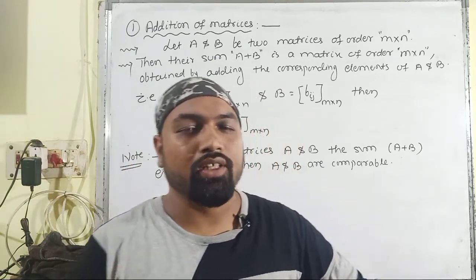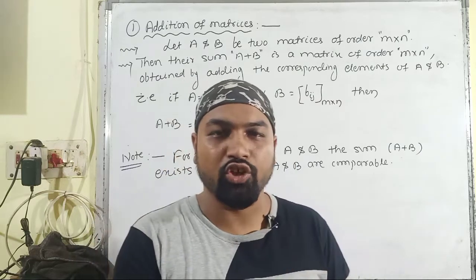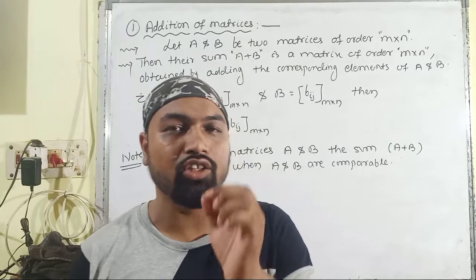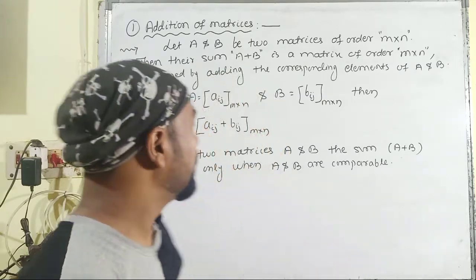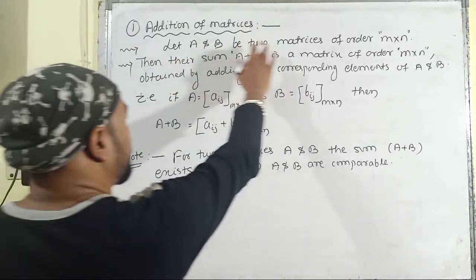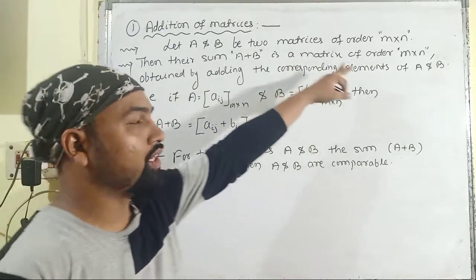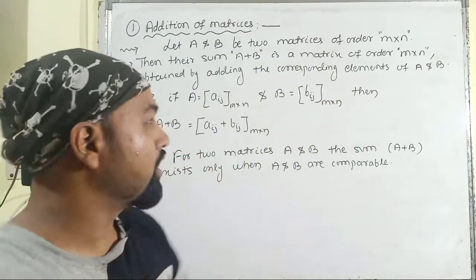Let us consider two matrices A and B of the same order m cross n. Then their sum A plus B is also a matrix of the order m cross n obtained by adding the corresponding elements of the matrix A and the matrix B. So let A and B be two matrices of order m cross n, then their sum A plus B is also a matrix of order m cross n obtained by adding the corresponding elements of A and B.